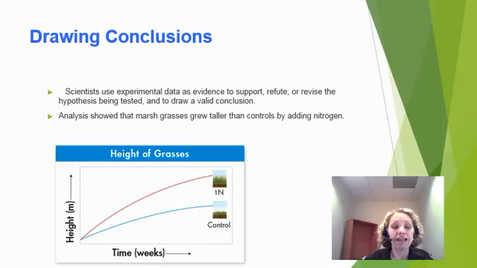We usually take our data and we analyze it in some way, and usually that's in the form of a graph. And we use this to get a good look at our data so we can really draw a nice conclusion. So here we have the height of grasses, the height in meters over a time in weeks. We can see that the control growth is in blue and the experimental group's growth is in red. We can see here that the experimental grasses grew much taller over time. This is allowing us to draw conclusions that it looks to me like our hypothesis was certainly correct. Adding nitrogen to the soil certainly increased the growth of the grasses.